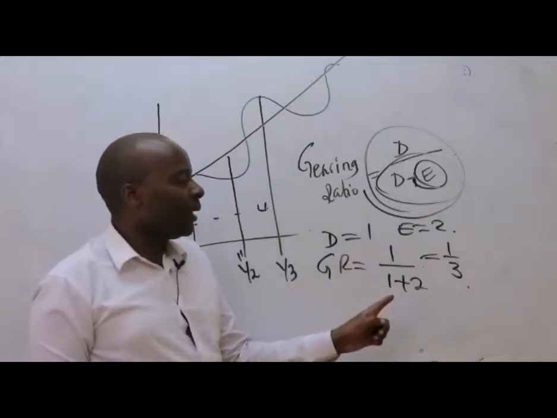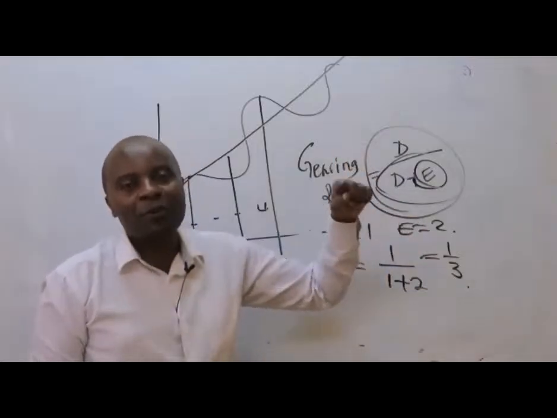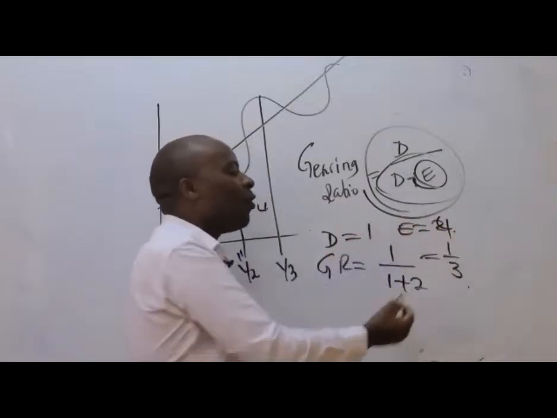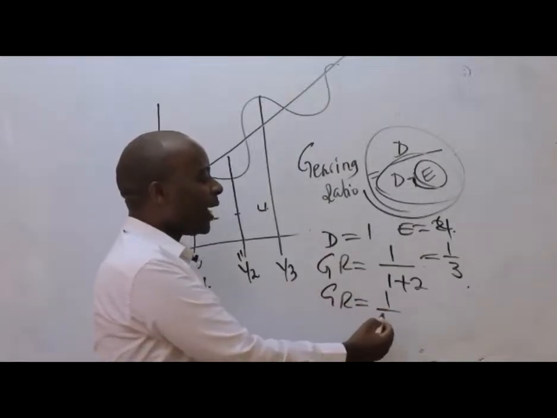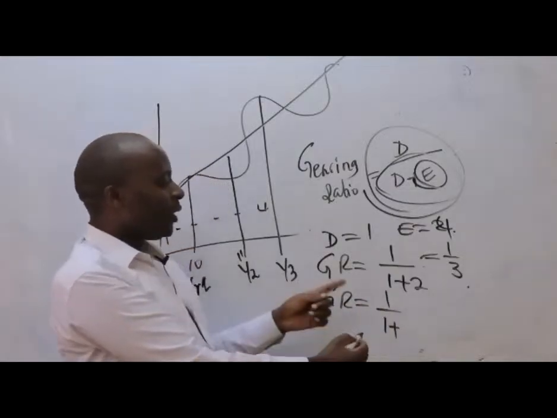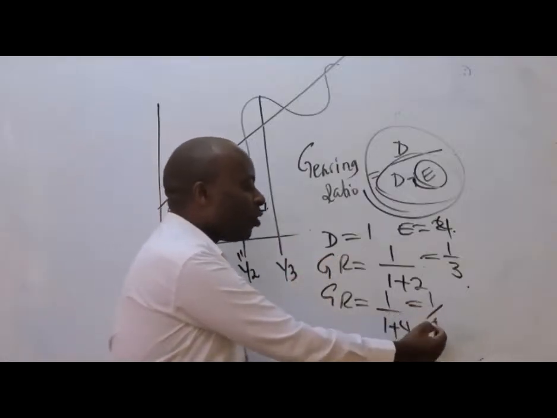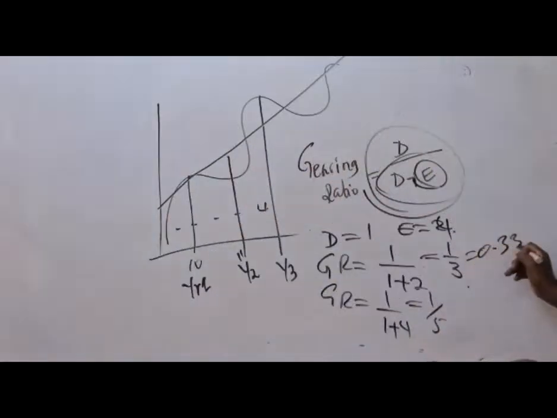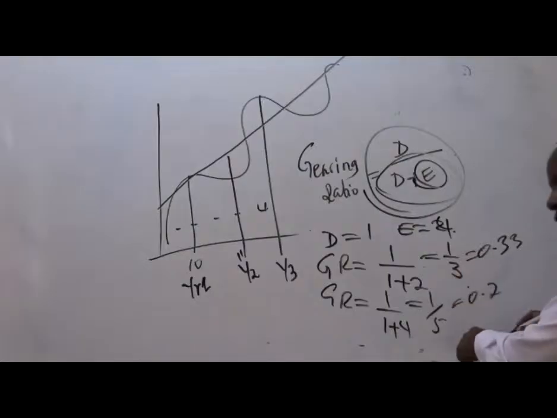Assuming that I increase this equity by retaining my profits and by issuance of shares, for example, I take this equity to something like 4. It means that the new gearing ratio will be 1 over, the debt is 1 plus equity. Equity now becomes 4. So this will be 1 over 5. If you try this out, the earlier one was 0.33. This will be 0.what here? 0.2. So of course you can see the effect. The gearing ratio has reduced.